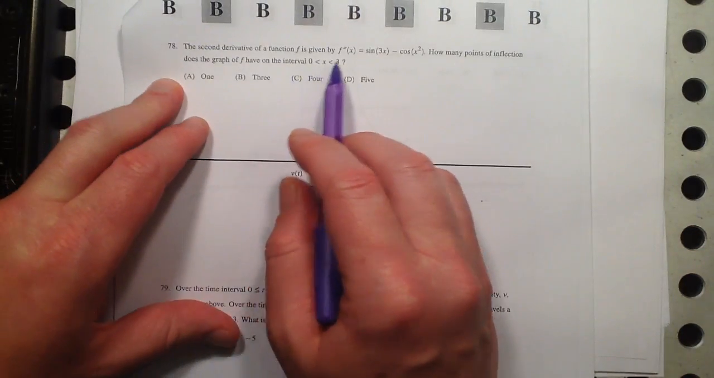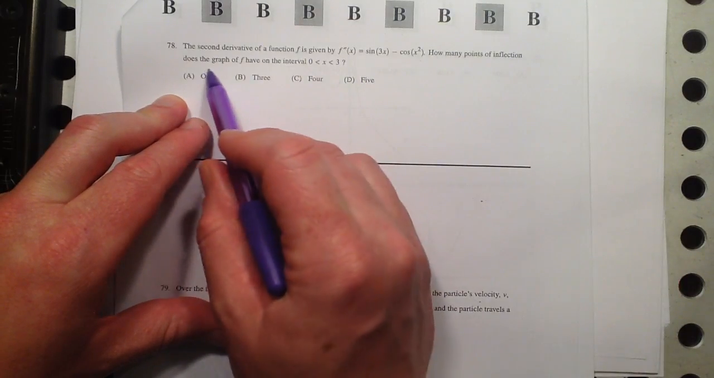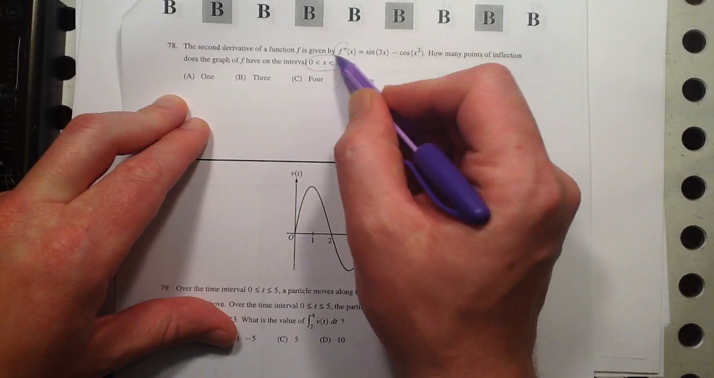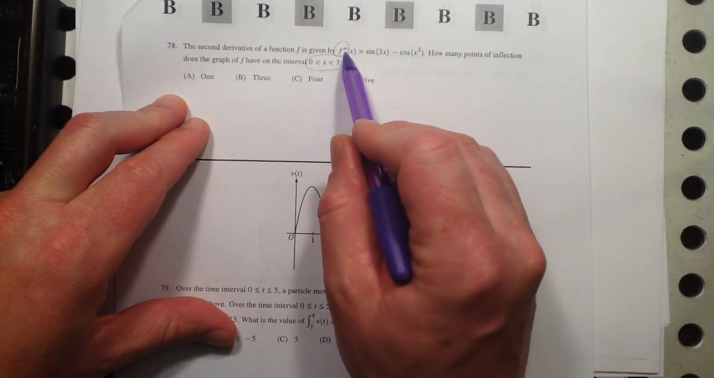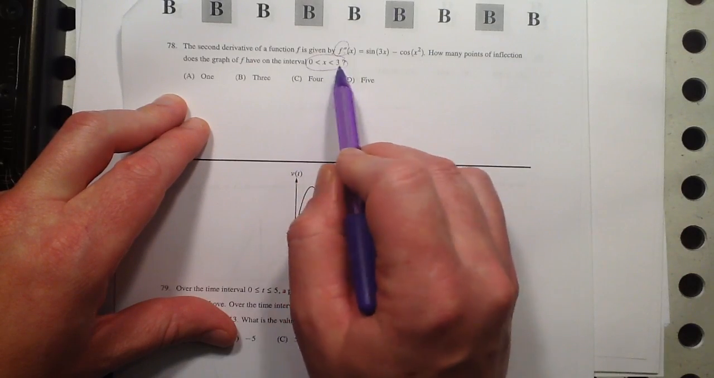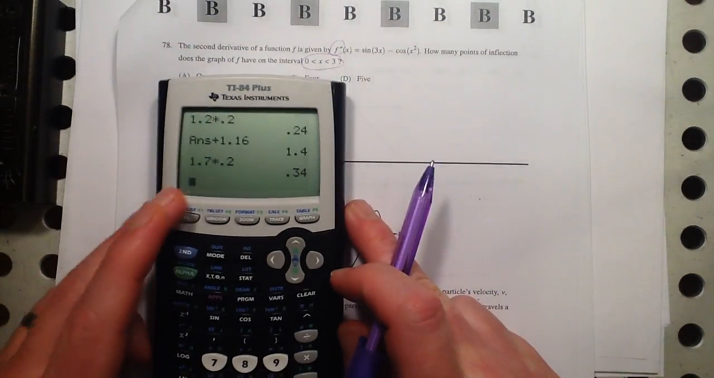Second derivative of a function f is given by this. How many points of inflection does the graph of f have on the interval from 0 to 3? Definition of an inflection point is where the sign of this changes from negative to positive or positive to negative. So if I graph it on this interval, I just need to look for sign changes. Let's do that.